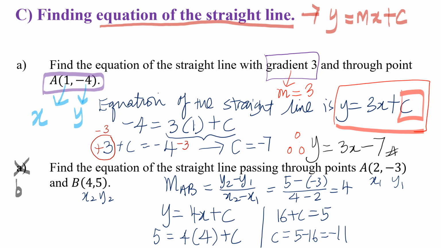So therefore, remember the therefore is very important. So therefore, your equation of the straight line will be y equals to... gradient we found to be what? 4. Here, this is the gradient, right? So 4x. Your value for c is negative 11. So 4x minus 11. So that's your answer.